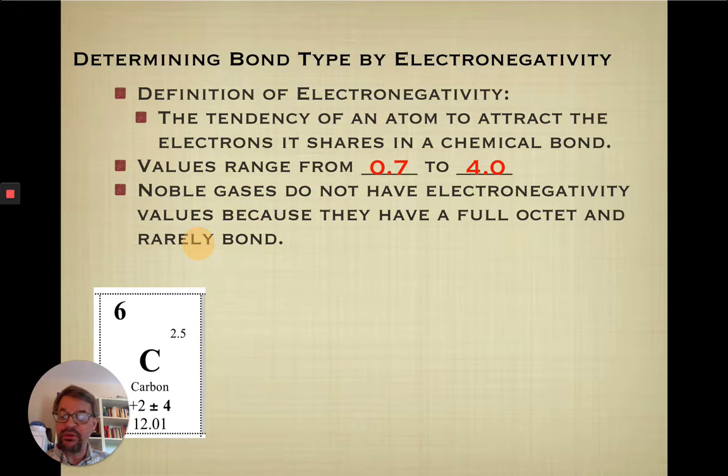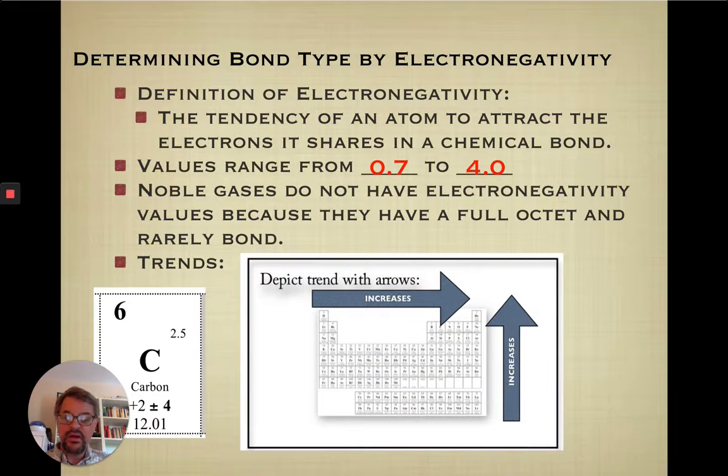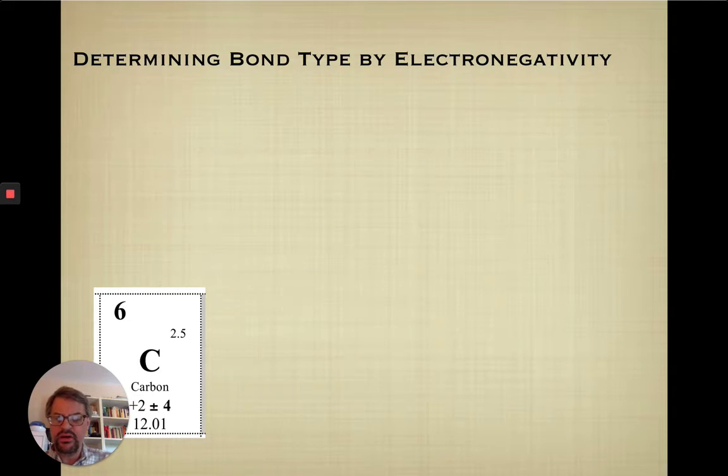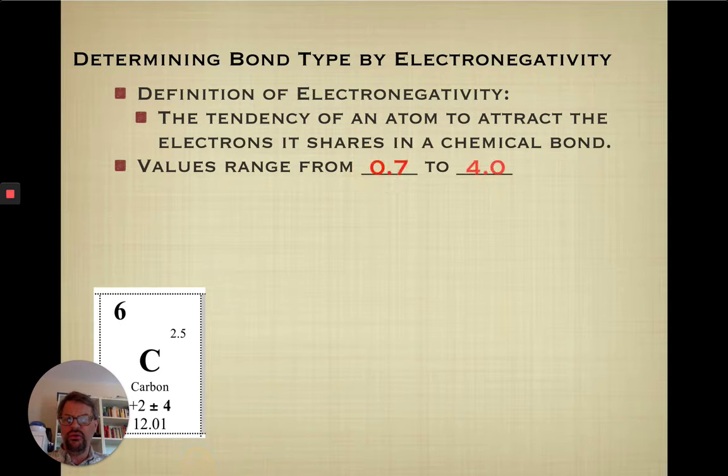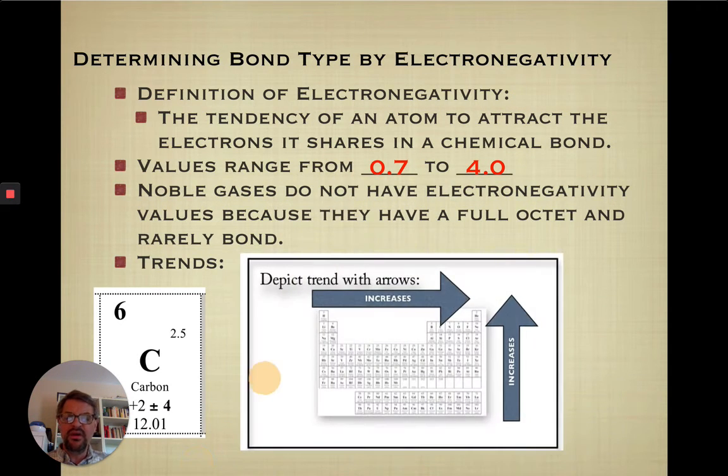The difference in electronegativity between two atoms is what will determine if a bond is ionic or covalent. And these are your trends. When you look at the periodic table, as you go to the right and up, electronegativity increases, with noble gases being an exception. They don't have electronegativity. As you go down and to the left, electronegativity decreases.